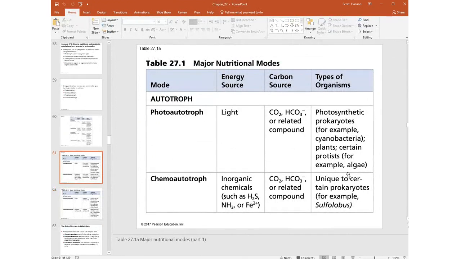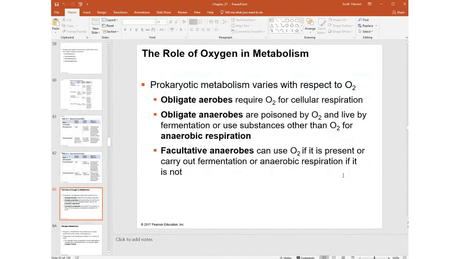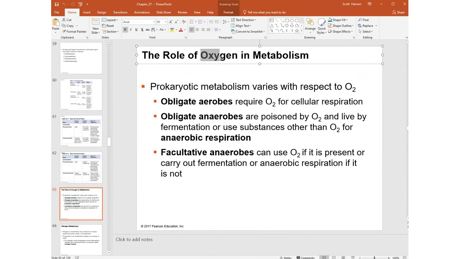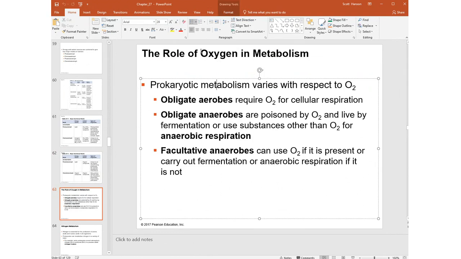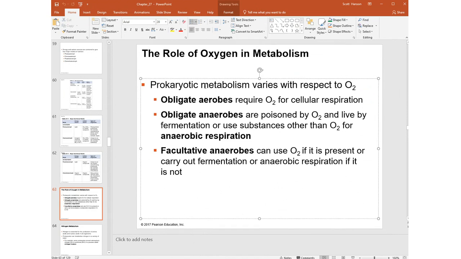And there's the same table in a little more detail. So then oxygen, the role of oxygen in metabolism, and the role of oxygen can actually be used to categorize a lot of living things into different categories. So there's a lot of variation in prokaryotic metabolism.